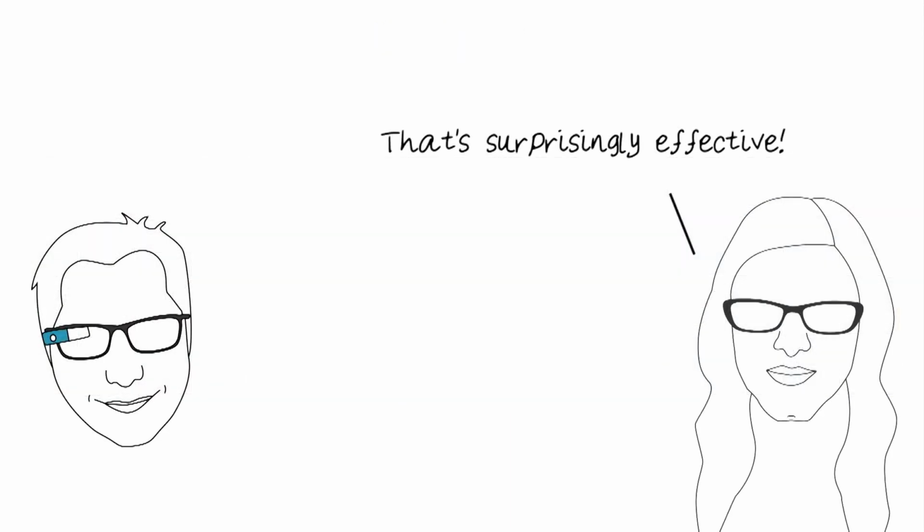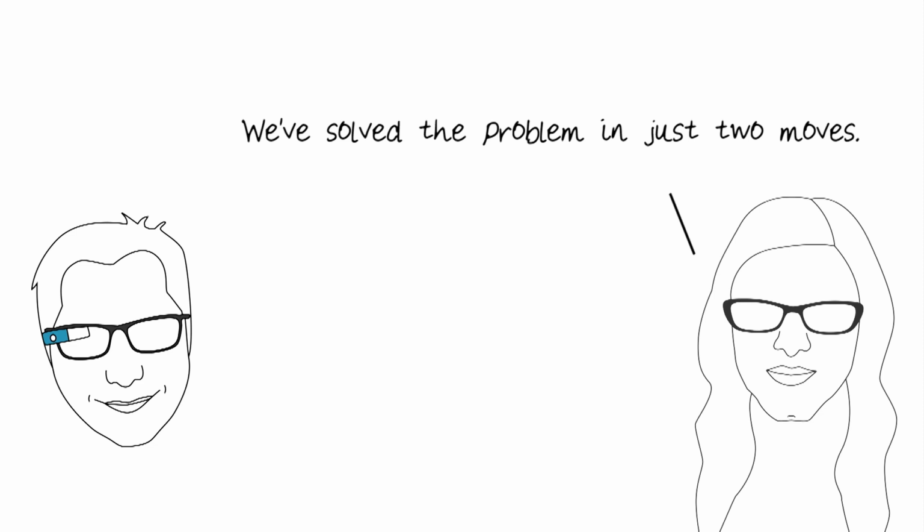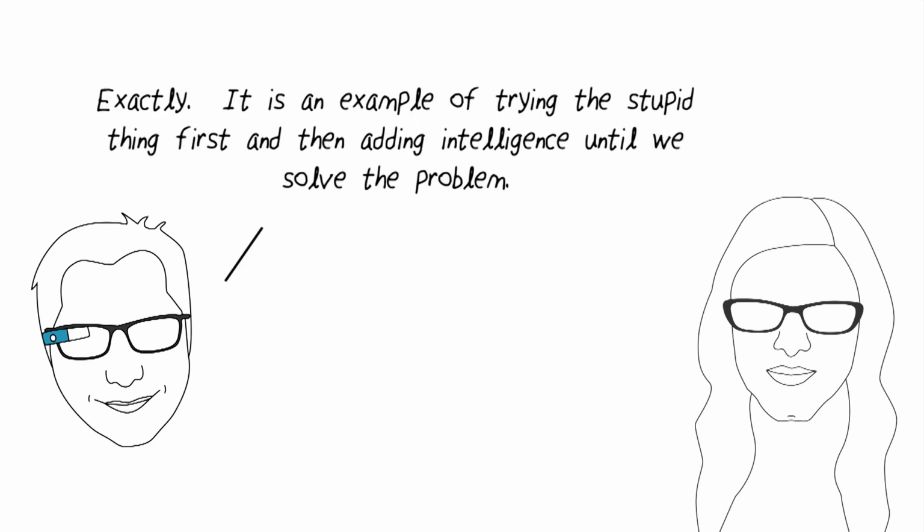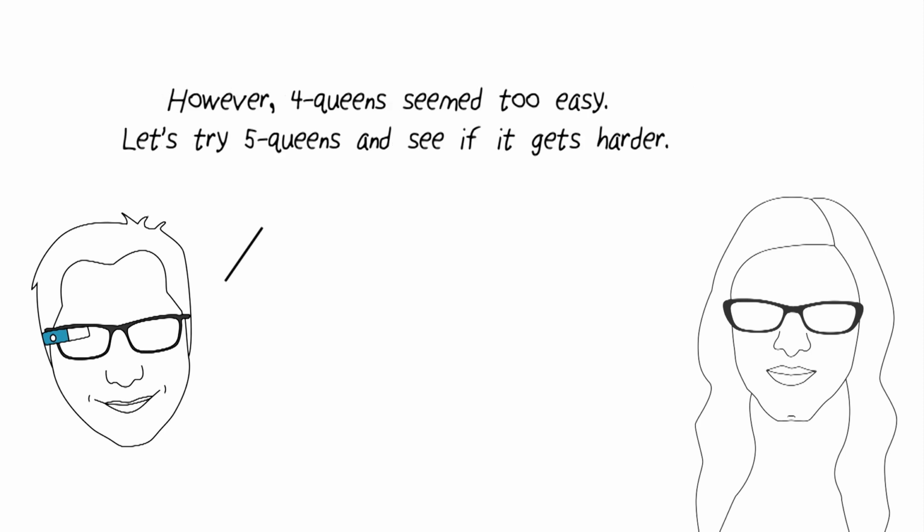That's surprisingly effective. We've solved the problem in just 2 moves, whereas with simple search we would have had many more steps. Exactly. It is an example of trying the stupid thing first, and then adding intelligence until we solve the problem. However, 4 queens seemed too easy. Let's try 5 queens and see if it gets harder.